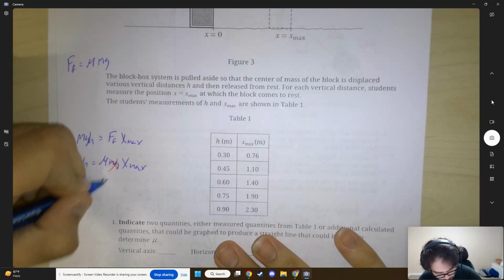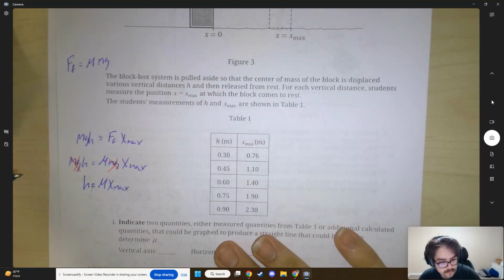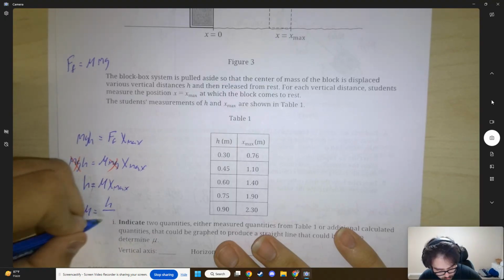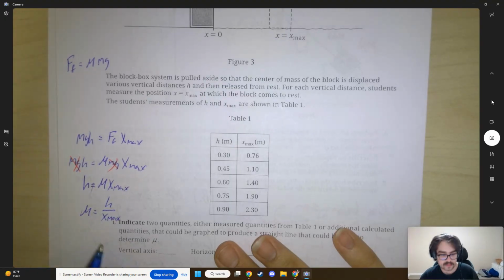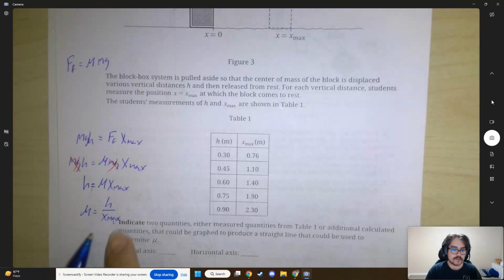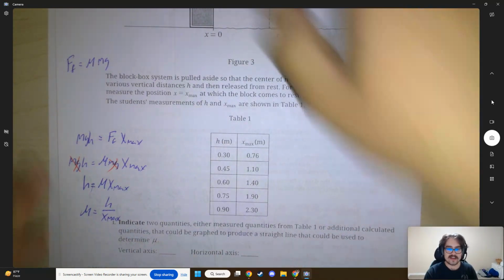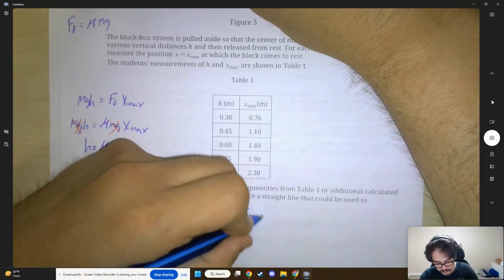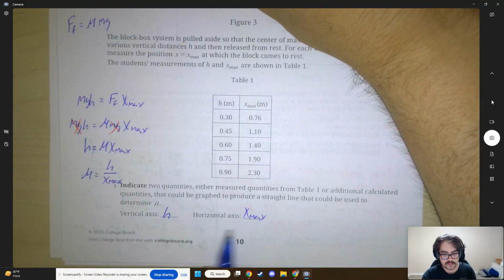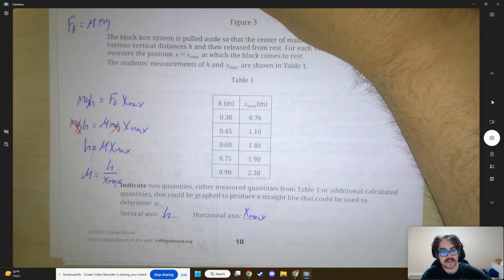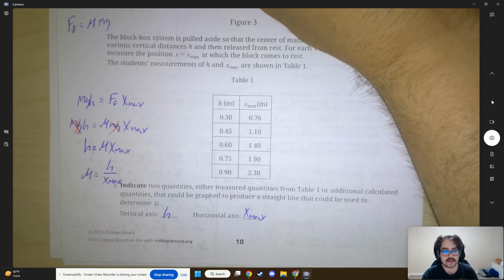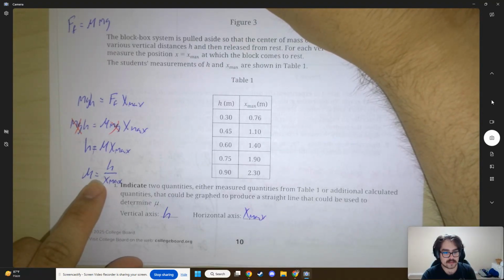H equals mu x max. I just got to divide x max on both sides, and I get mu is equal to h over x max. That's it, right? Hey, that straight up is a linearized equation. So if you literally graph h and x max, doesn't matter if it's on vertical or horizontal, you could switch the two and still get full credit, then you will get mu. Okay, that's all you had to do. All you had to do is recognize this part right here. H versus x max gives you mu.